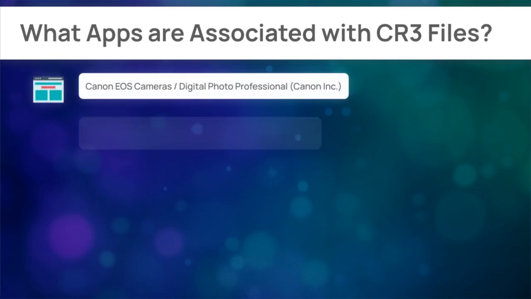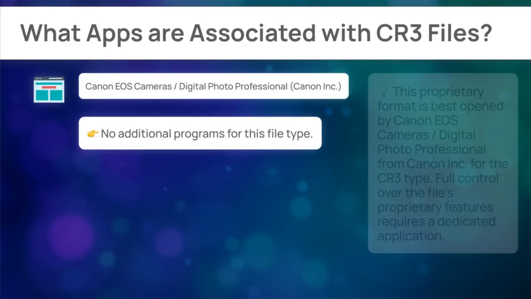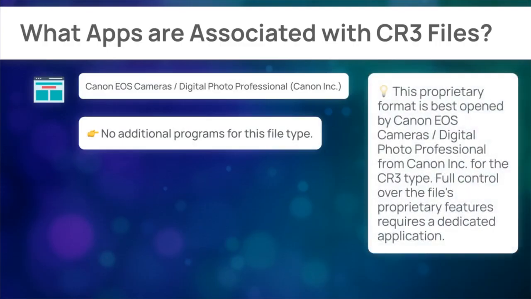The CR3 format has primary linkage to the Canon EOS cameras and the Digital Photo Professional application by Canon Inc. The file is locked by a proprietary indexing system Windows cannot read. Windows may display a basic preview, but true editing requires dedicated RAW development software.